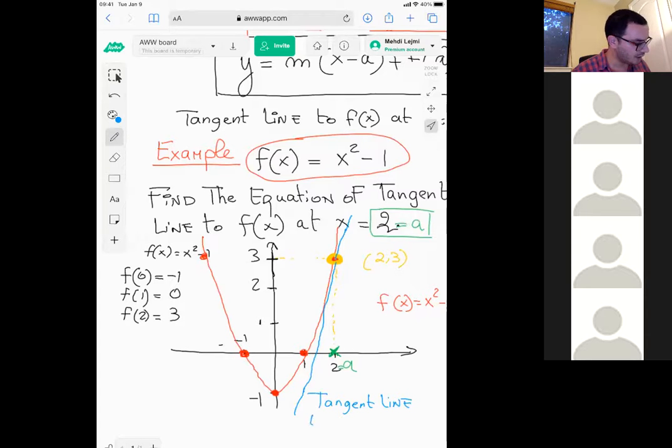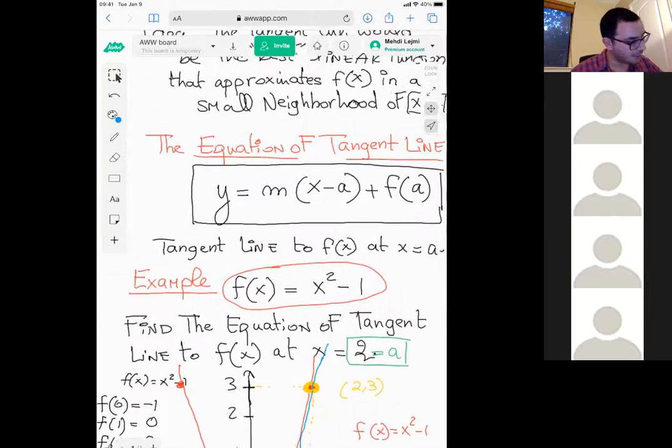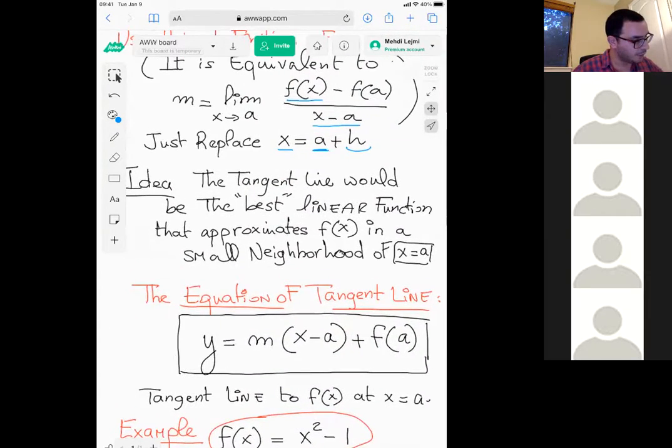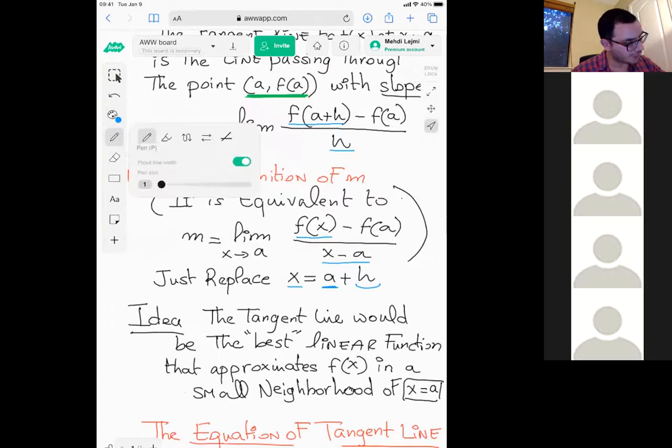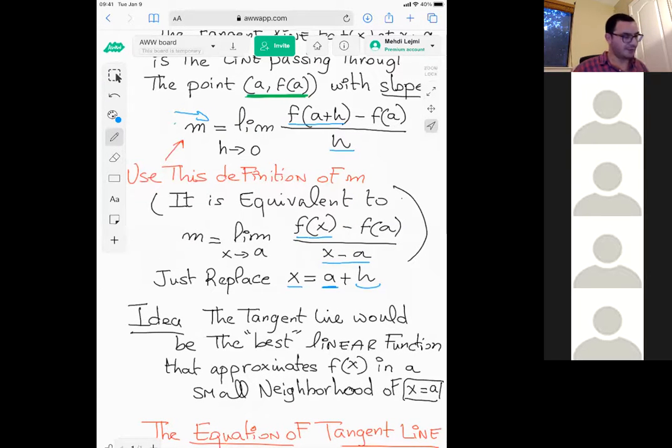Okay, so to f of x at x equal to 2. But of course, we need to compute the slope of this tangent line, right? So to compute the slope, we have to compute our number m. That's the slope. We said the slope of the tangent line would be this number m, which is the limit of f of a plus h minus f of a over h.